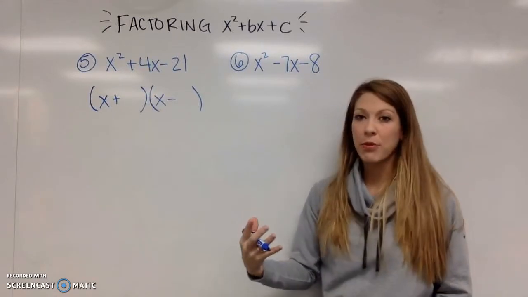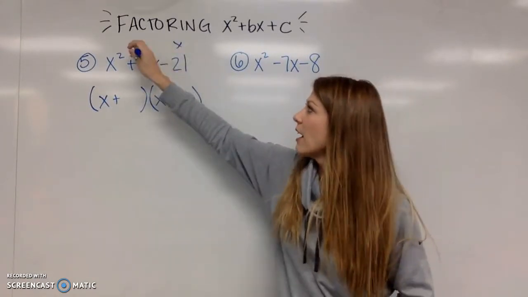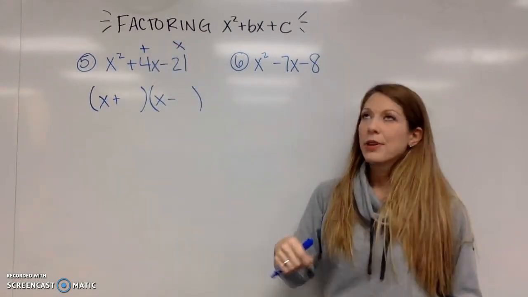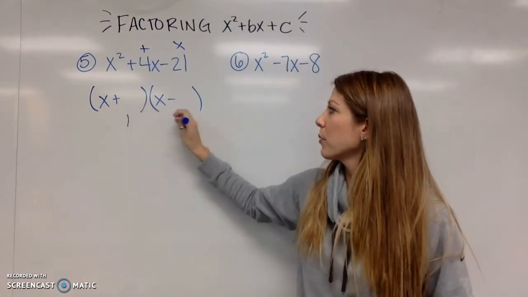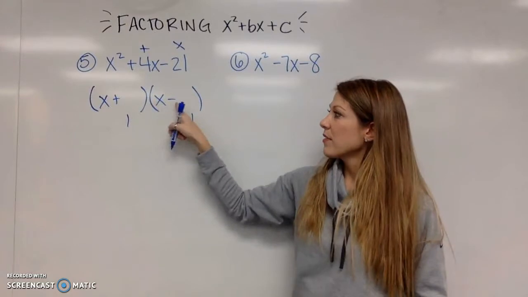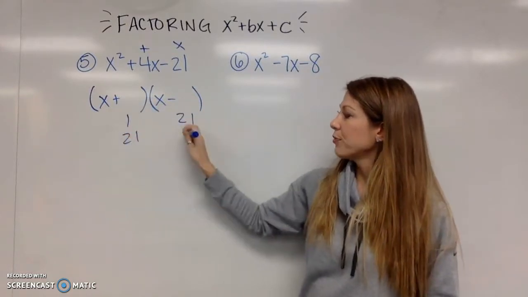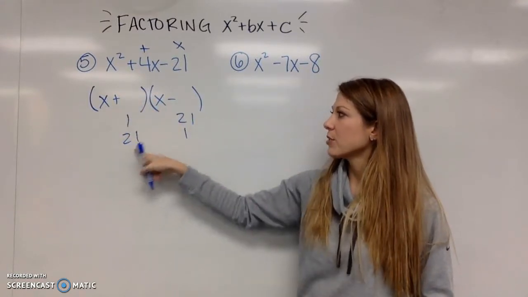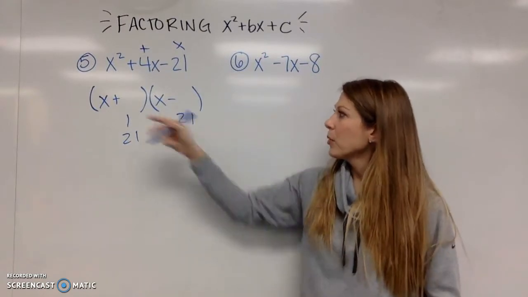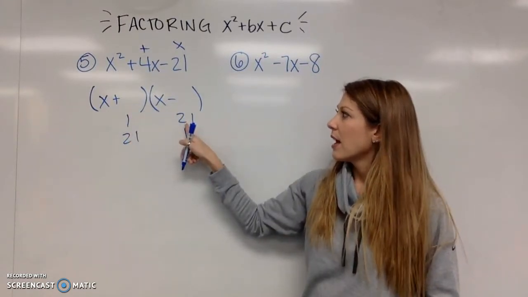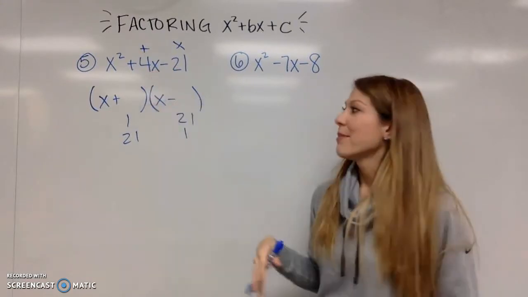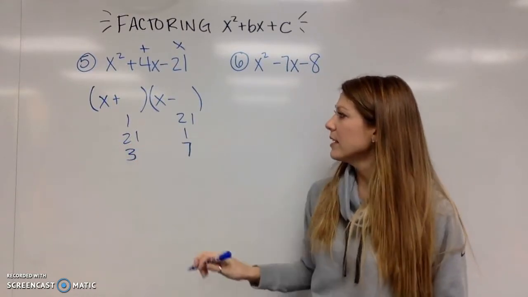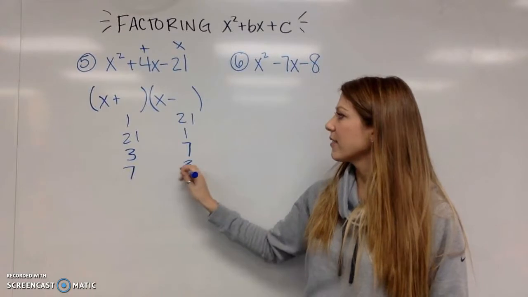So first step, just like before, we think about some factors of negative 21. So some factors of 21, we know it's not divisible by 2, but we do have 1 and 21. And in this case, because we have a plus and a minus sign, we can also flip-flop them. So now we can say positive 1 and negative 21, or positive 21 and negative 1. But when you add positive 1 and negative 21, we do not get positive 4, so that wouldn't work. Another couple factors, we have positive 3 and negative 7. We also have positive 7 and negative 3.